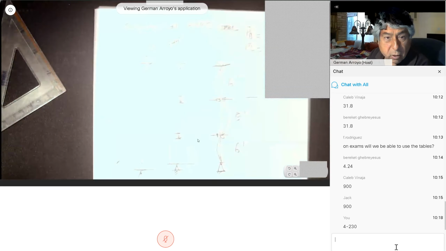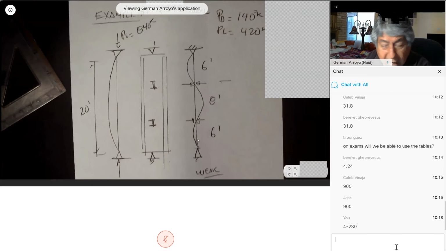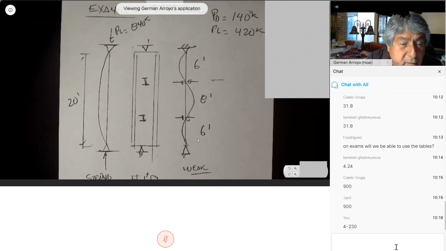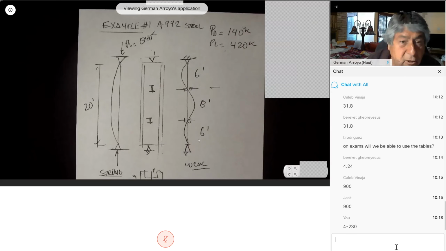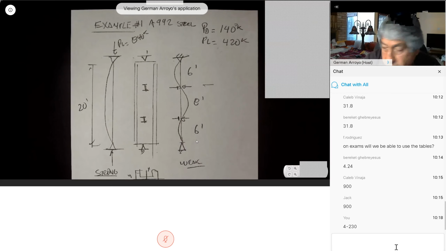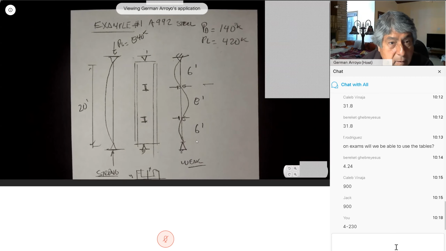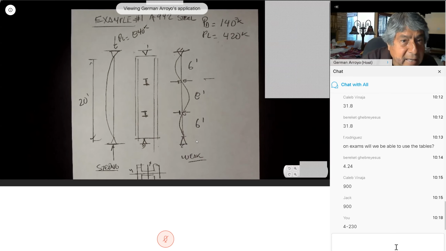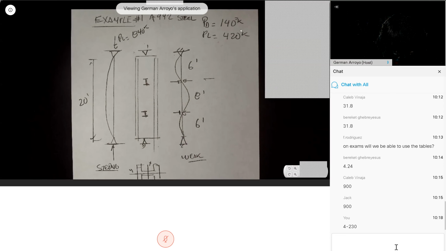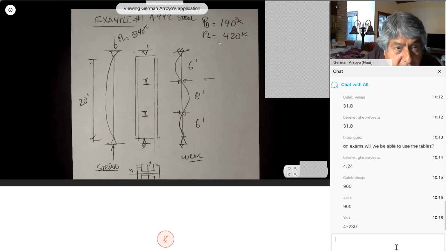This is what we're going to do today. And I already gave you the solution, but we're going to work it together so you can see how it is. Typical problem. A992 steel, FY 50. Dead load 140, live load 420. When I factor this load, 1.2 and 1.6, it gives me 840.